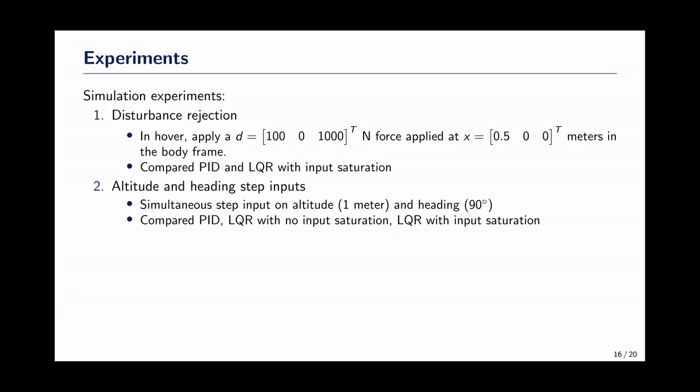So I ran 2 experiments. One, I did a disturbance rejection where I applied that disturbance at that location, and I compared the PID with the LQR control. And then I also did a simultaneous altitude and heading step input. Now this one's interesting because it excites that mode of this system. It shows us why the input saturation scheme is necessary.